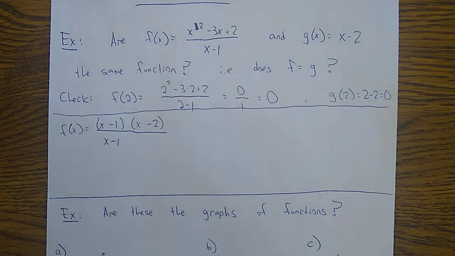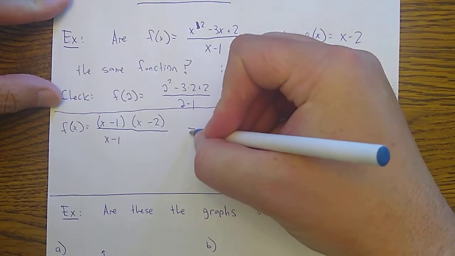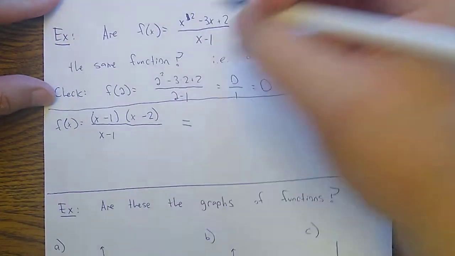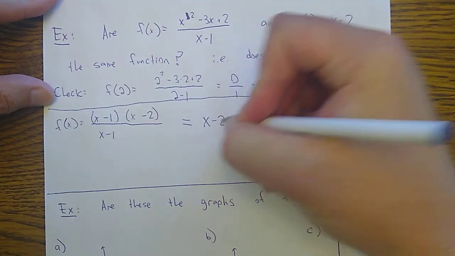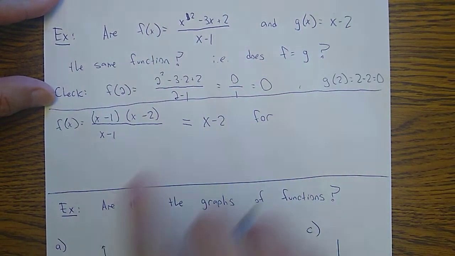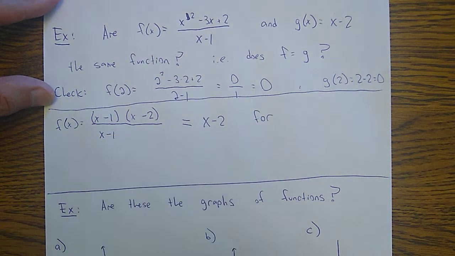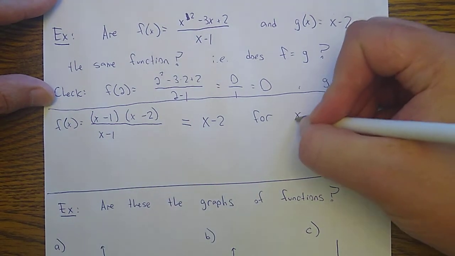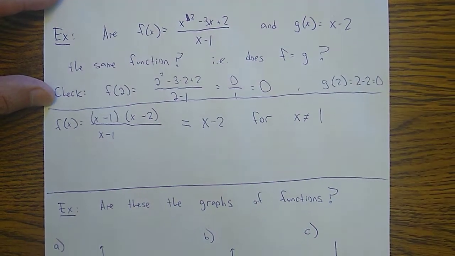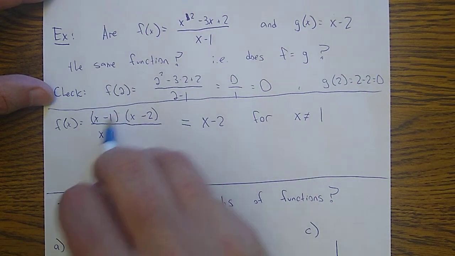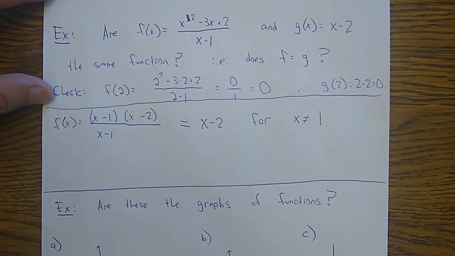But this is dangerous. Let me explain. I might be dividing by 0 here. That's the dangerous part. As long as I'm not dividing by 0, I can just cancel these things and I'm good. And then f does equal g.